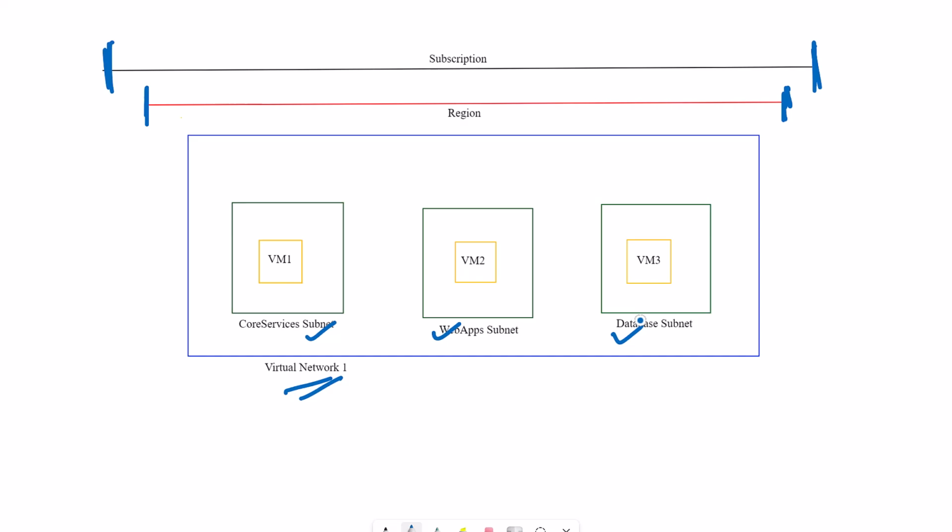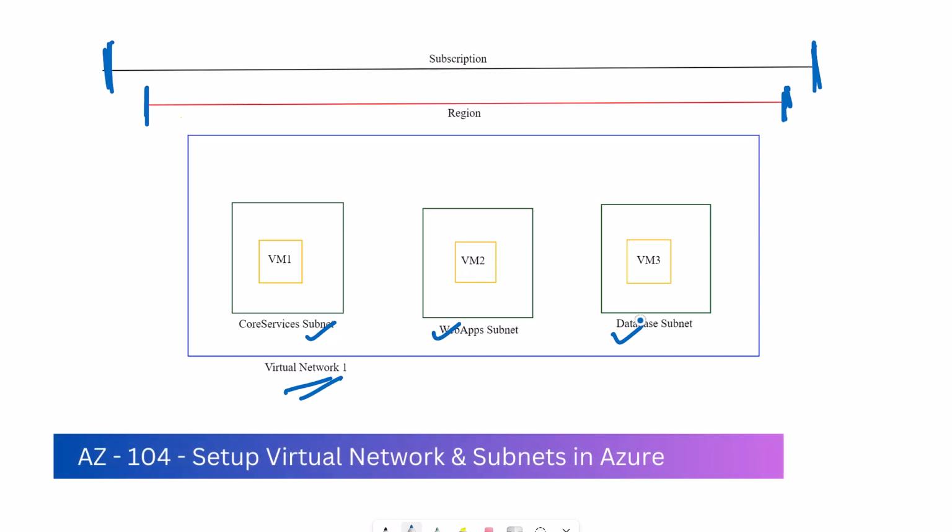This is one of the main topics that is covered in the AZ-104 Microsoft Azure Administrator exam: how to create subnets, how to create virtual networks, how region and subscription come into play, how you can have multiple virtual networks within a region and across regions, and how you talk to virtual networks which are within a region and across.